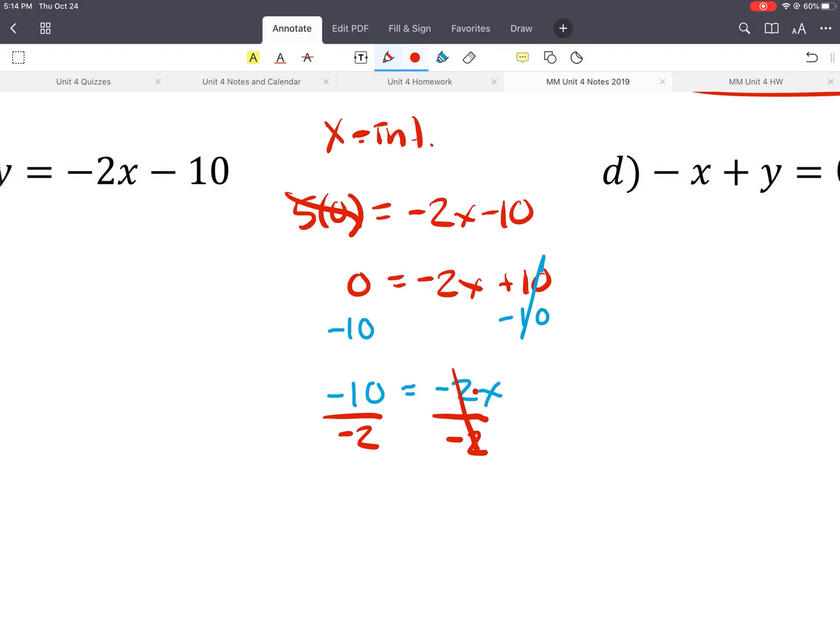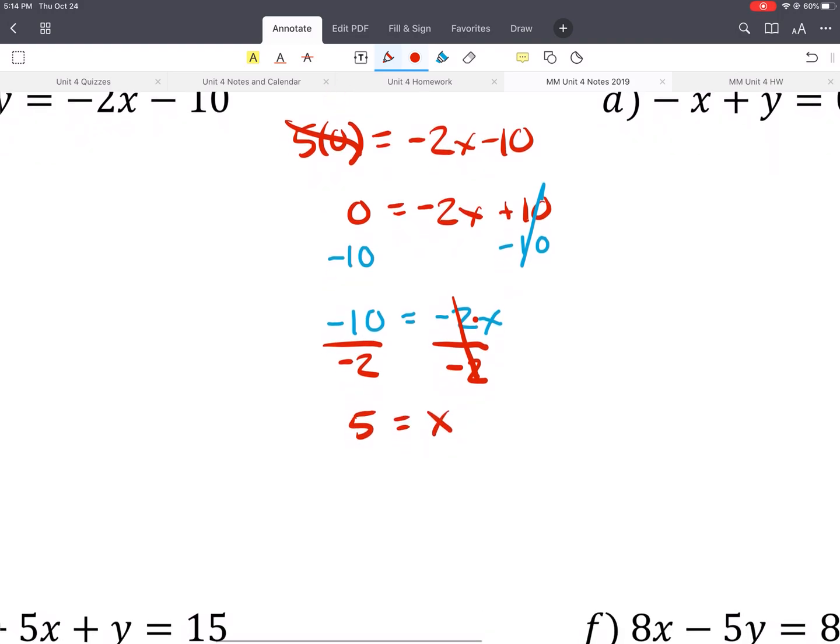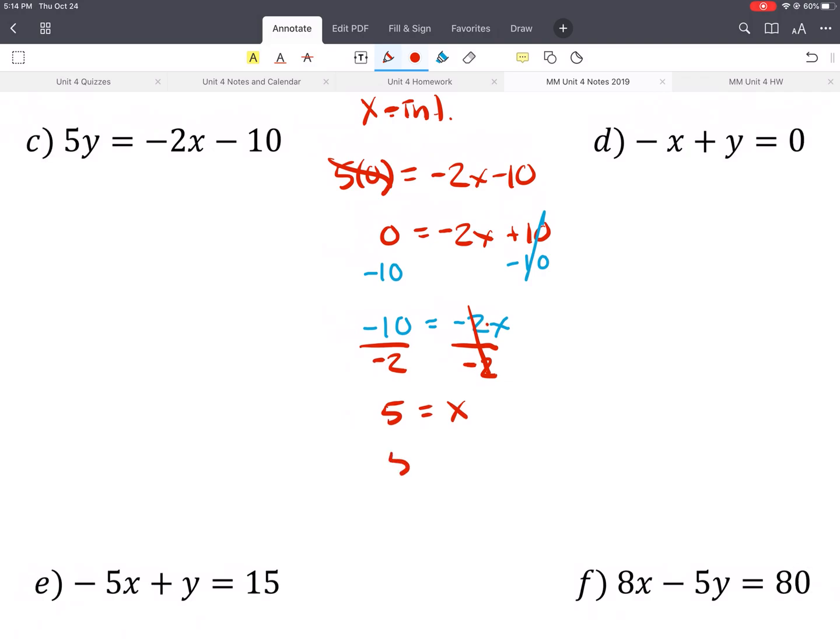And we'd end up getting negative 10 divided by negative 2. That gives us a positive 5 equals x. So the x-intercept would be 5, 0.